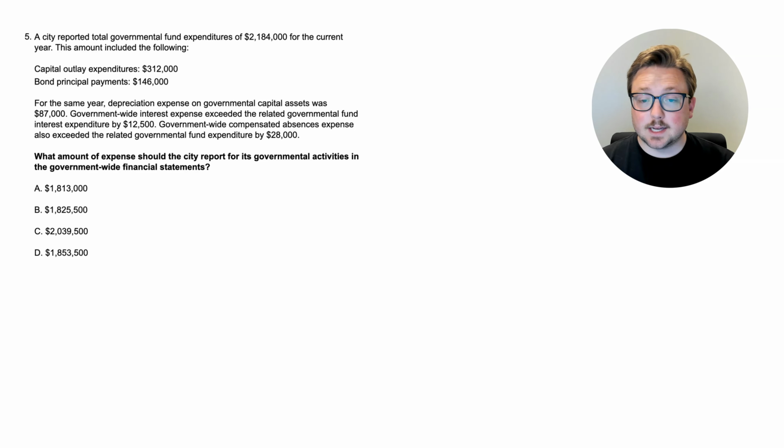Government-wide interest expense exceeded the related governmental fund interest expenditure by $12,500. Government-wide compensated absences expense also exceeded the related governmental fund expenditure by $28,000. So what amount of expense are they going to be recording in the governmental activities in the government-wide financial statements?